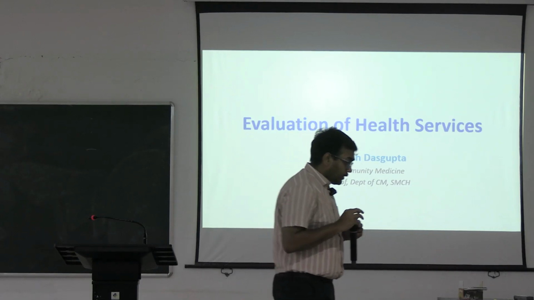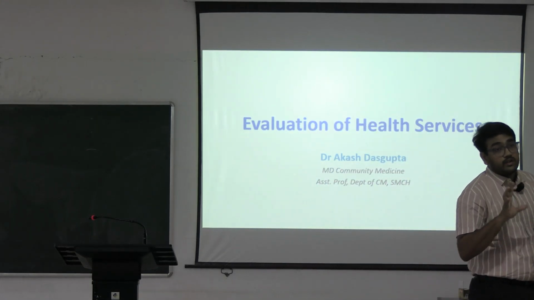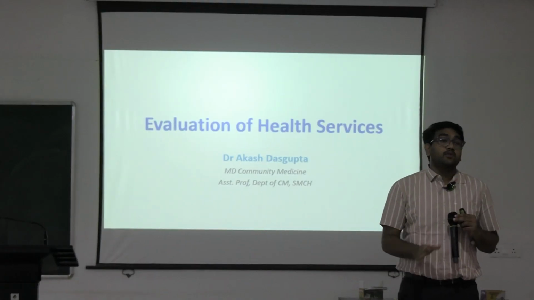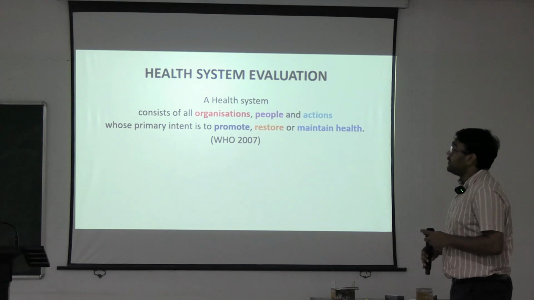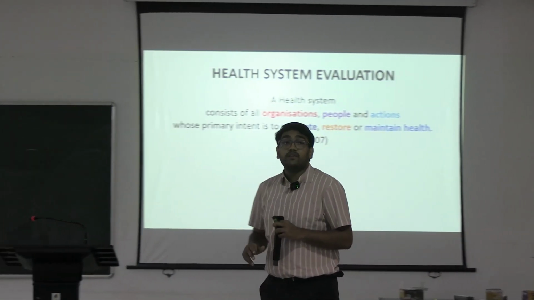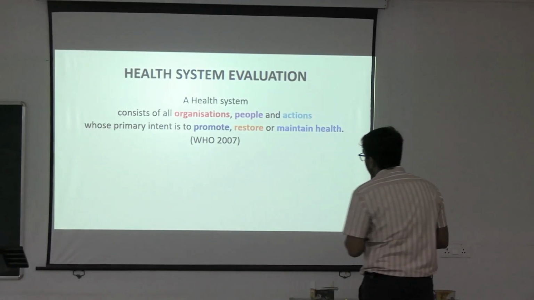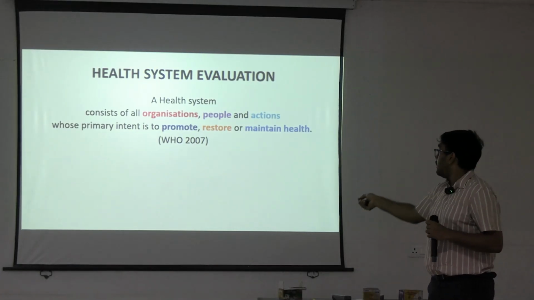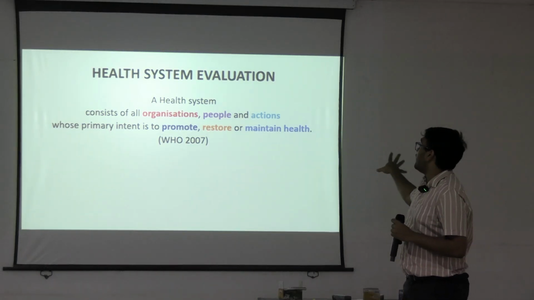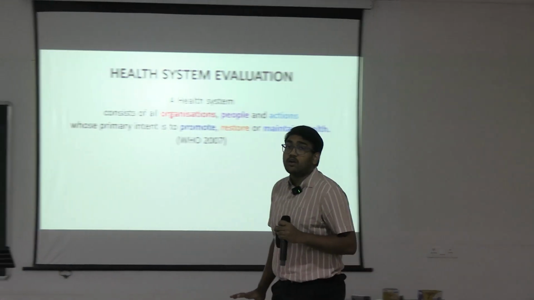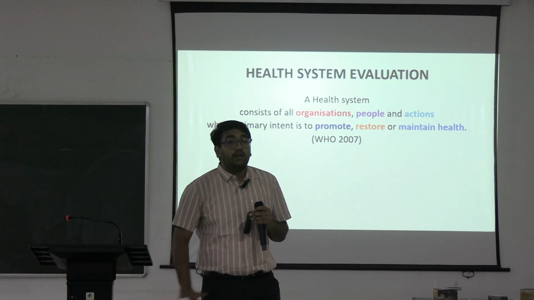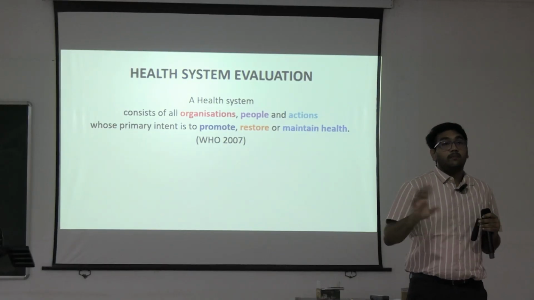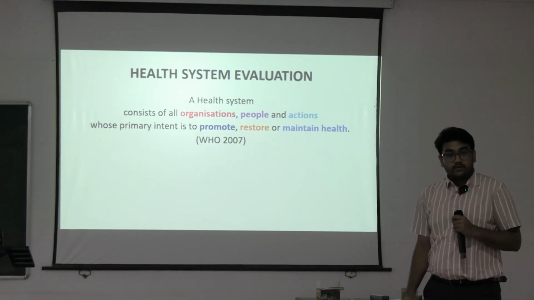So we are going to discuss in brief today what constitutes the evaluation of a health system or a health program, what are its steps and what all it intends to assess, okay? So going ahead, first of all, before we evaluate health systems or services, what is a health system? As you can see, WHO defines a health system as a system consisting of all organizations, people and actions whose primary intent is to promote, restore or maintain health. So it need not just be hospitals. It is NGOs, it is health programs, it is grassroots level organizations, it is health volunteers, everyone who is working to promote, maintain or improve the health of populations, right?